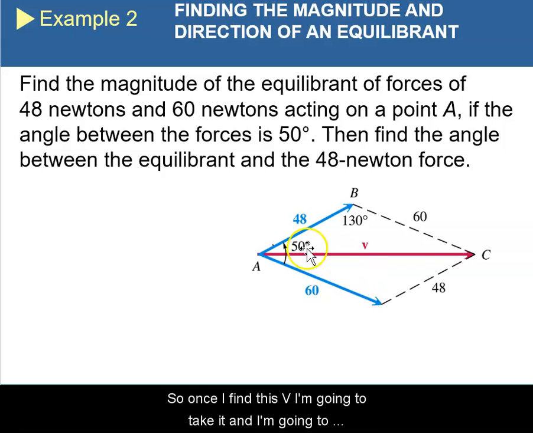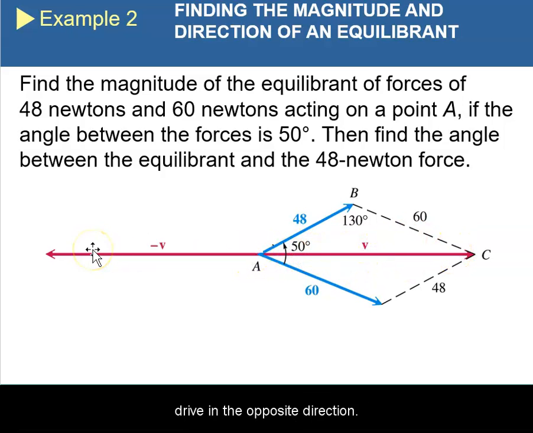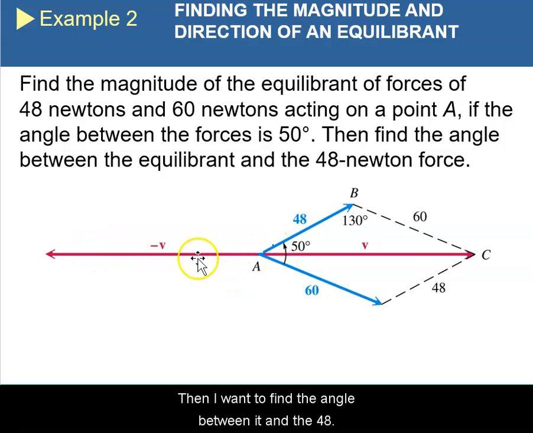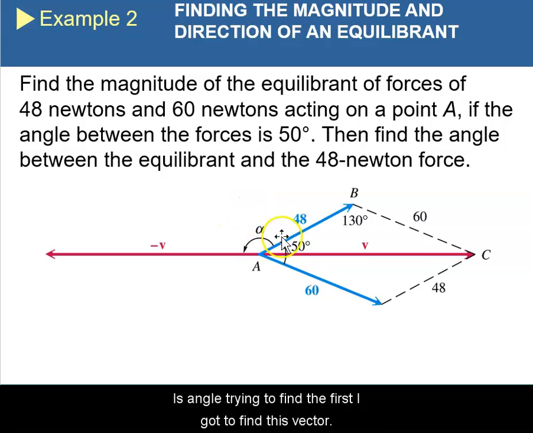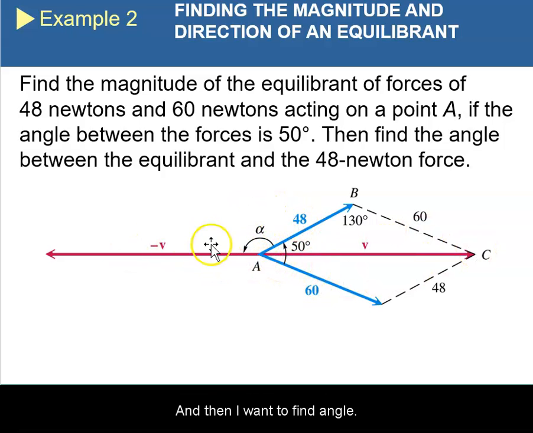Once I find this v, I'm going to draw it in the opposite direction. Same length, just change the direction. Then I want to find the angle between it and the 48 newton vector. This alpha is the angle I'm trying to find. So first I have to find this vector, and then find the angle between it.